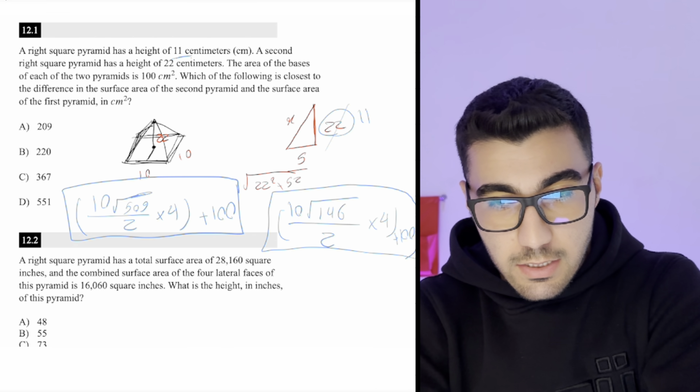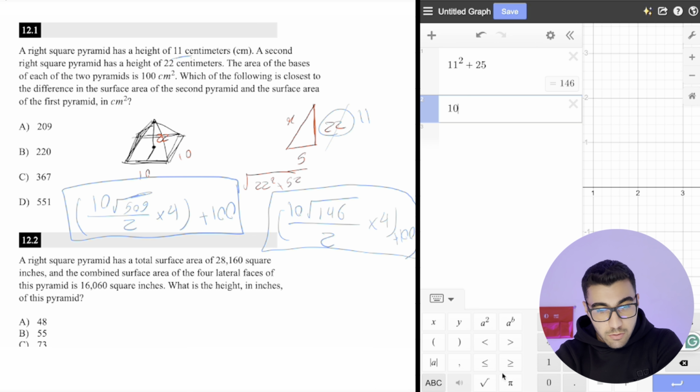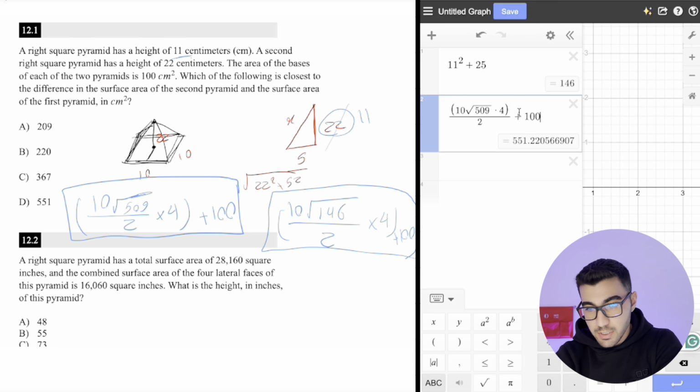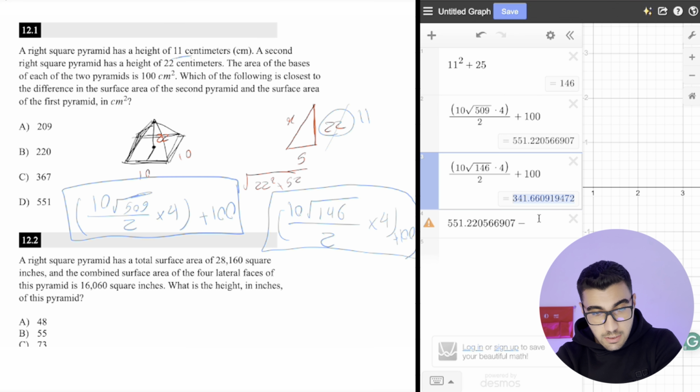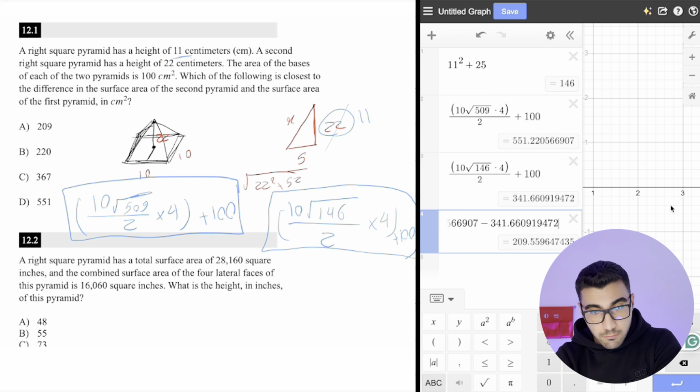So we can easily write that as 10 square root 509 times 4, the whole thing divided by 2, plus 100. This is the surface area of the first one. Now I'm going to copy this, put it here, and change it to 146. This is the surface area of the second one. Now you want the difference of these. So this minus this, you get 209, which is choice A.